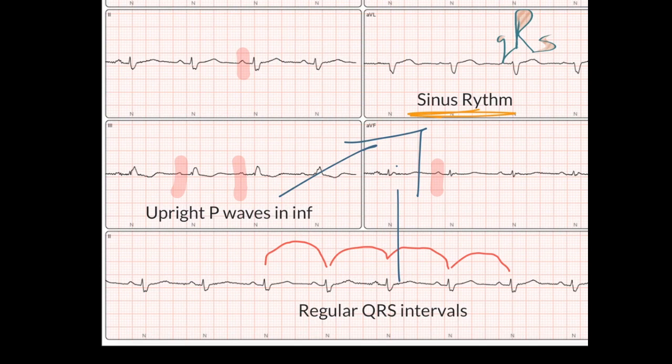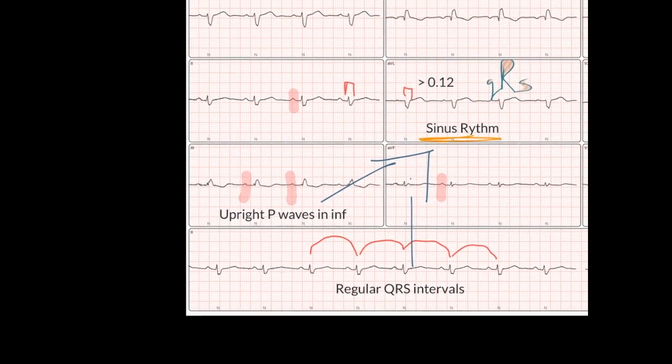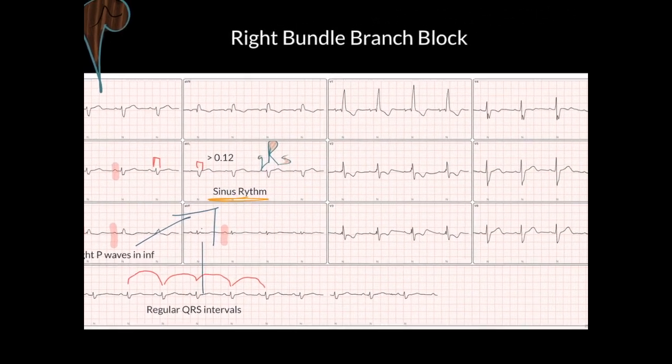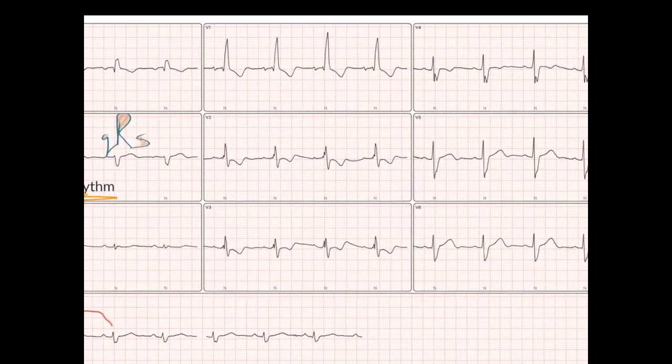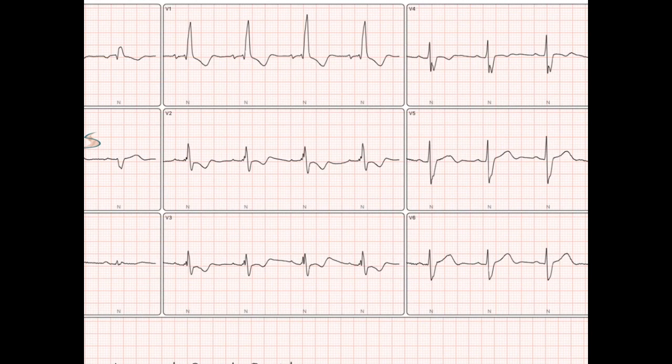After that, we look at the QRS complex, and we first determine if it is narrow or wide. It is supposed to be less than 0.12 seconds, and we see in this ECG that it is wider than 0.12 seconds consistently. So in this ECG, we have upright P waves in the inferior leads with regular QRS intervals and a diagnosis of sinus rhythm with widened QRSs.